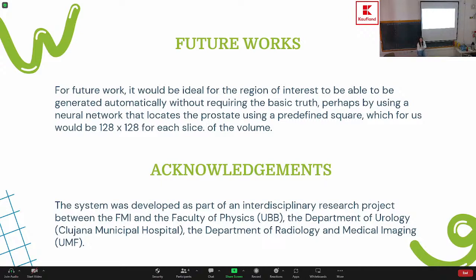Now, for future work, it would be ideal for the region of interest to be generated automatically without requiring the ground truth, perhaps by using a neural network that locates the prostate using a defined square, which for us would be 128 by 128 for each side of the body. Now, acknowledgement: the system was developed as part of an interdisciplinary research project between the Faculty of Physics, the Department of Biology, which made the segmentations, and the Department of Radiology and Medical Imaging. Now, questions?